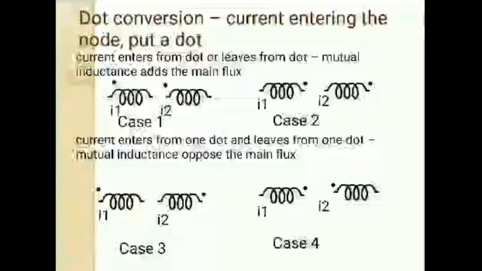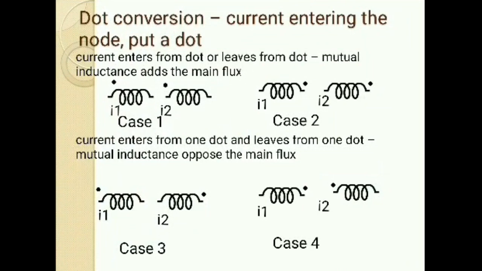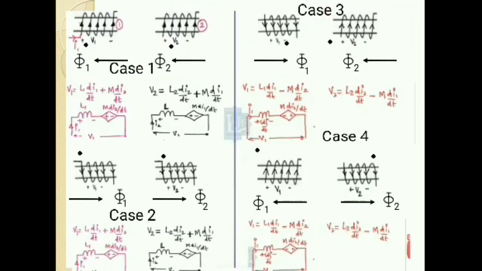Okay, now we see convention 2. If current enters from the dot in one coil and leaves the dot in another coil, then the mutual flux opposes the main flux and the voltage induced by the mutual flux is negative. See here, in case 3 and case 4, current enters coil 1 and I place one dot here, and current leaves the second coil, so I place one dot here. So totally the current enters at one dot in the first coil and leaves at the dot in the second coil. So the flux opposes the main flux and the voltage induced by the mutual flux is negative.